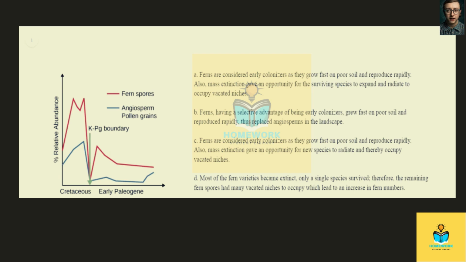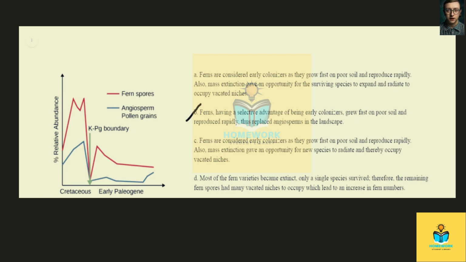Option B is ferns having a selective advantage of being early colonizers, grew fast on poor soil and reproduced rapidly, thus replaced angiosperms in the landscape. And by the graph, you can identify that that is not true because both ferns and angiosperm pollen grains were completely depleted or nearly depleted during this mass extinction. And so it's not necessarily that the ferns replaced angiosperms, it's that they were able to increase in population size, whereas the angiosperm pollen grains were not. So B is not a viable option.